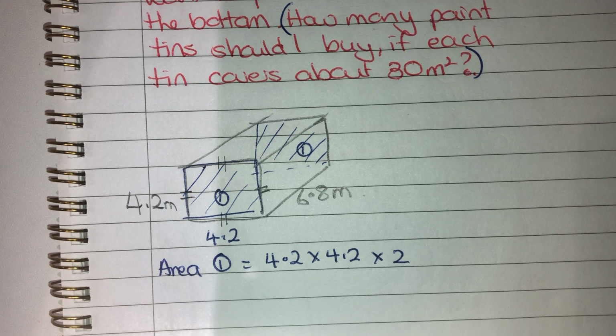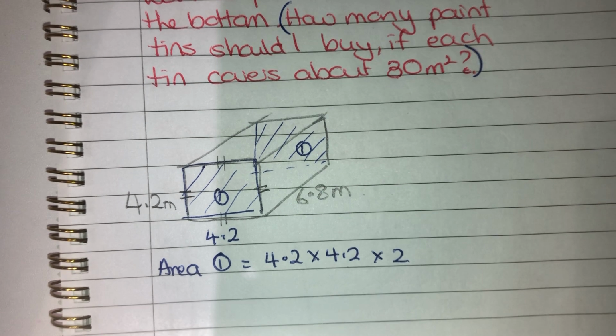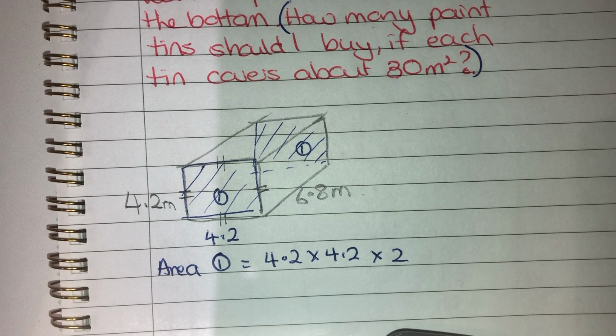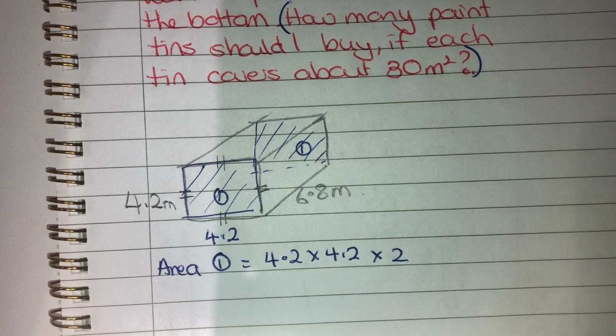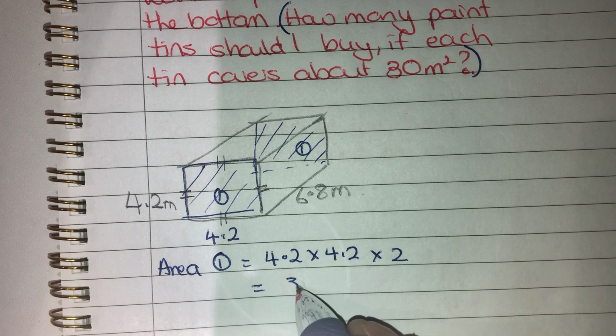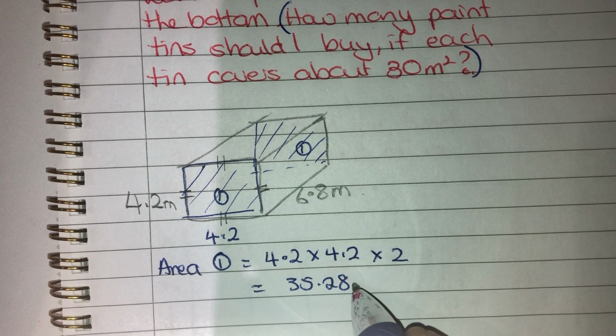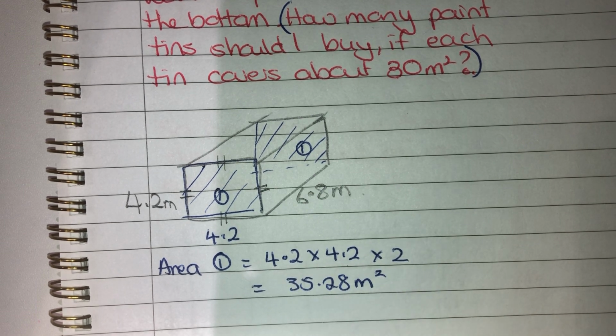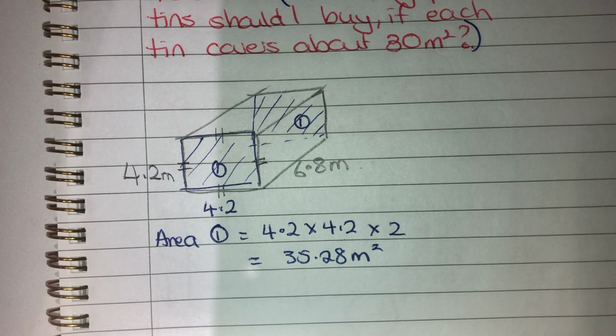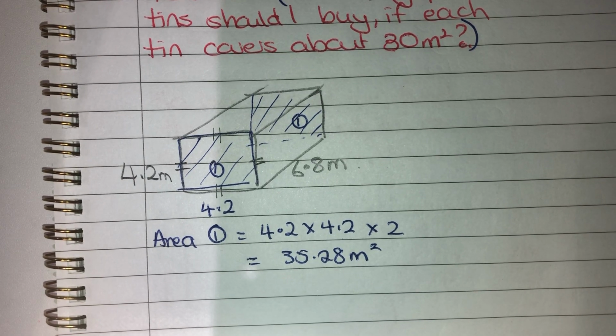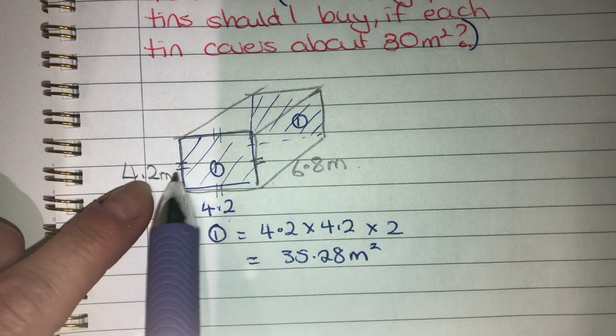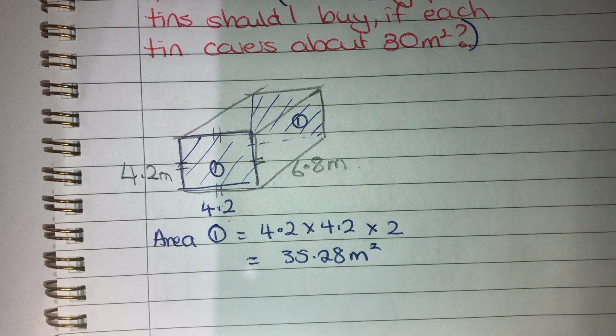Alright, what did you get? You should all have done it way quicker than me. So, 4.2 times 4.2 times 2. Alright, so we should get for this area 35.28 metres squared. Alright, and that has taken care of how many sides? 2. The front, 4.2 times 4.2, but there's 2 of them, so we're going to double it.